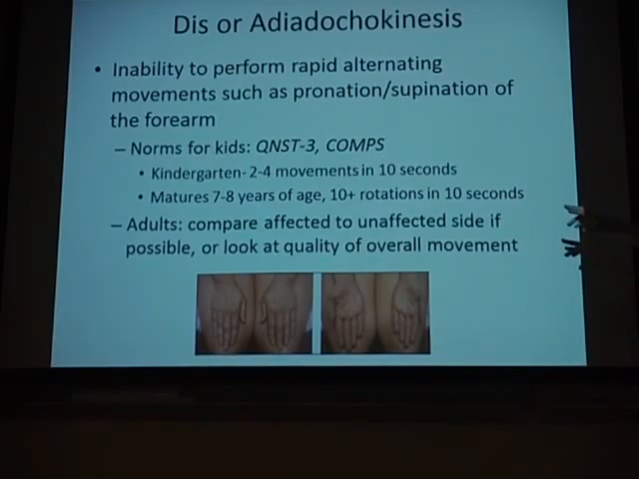So as Leah mentioned, this is part of what's called the QNST3, which is the Quick Neurological Screening Test 3rd edition, which I have listed under kids, but that actually goes all the way up to adults. And another test that you'll learn to give next semester, which is the Clinical Observation of Motor Performance Skills, COMPS. Is that what it stands for, Carol? Something like that.